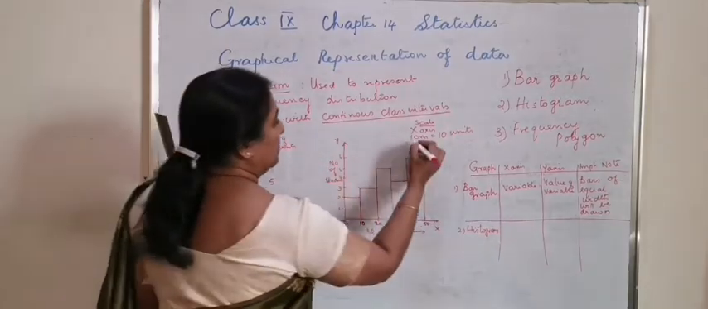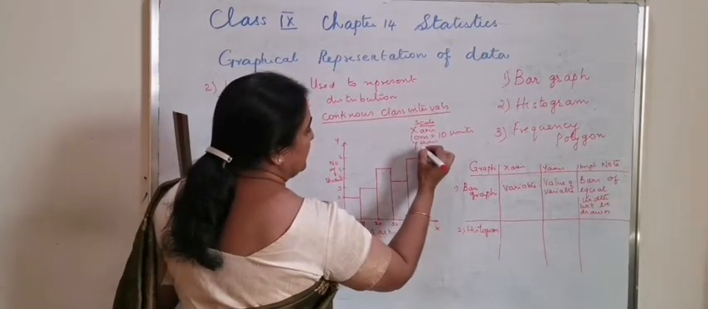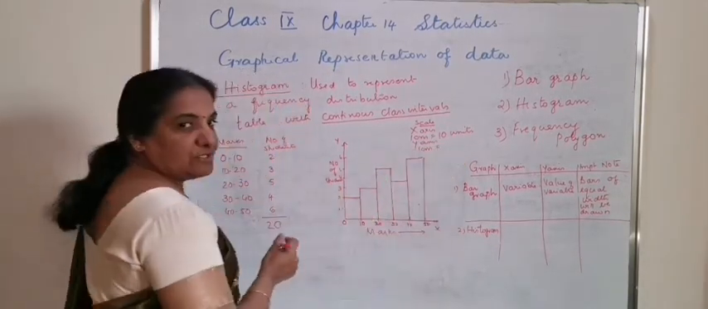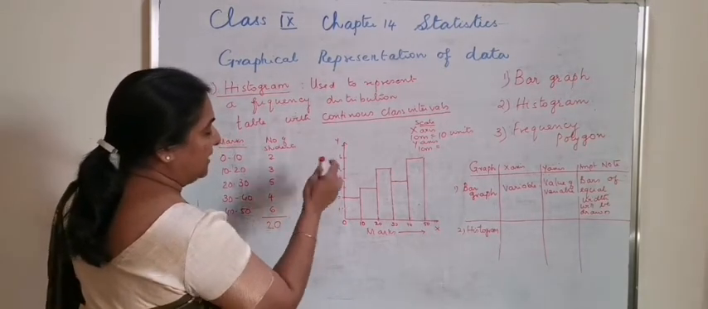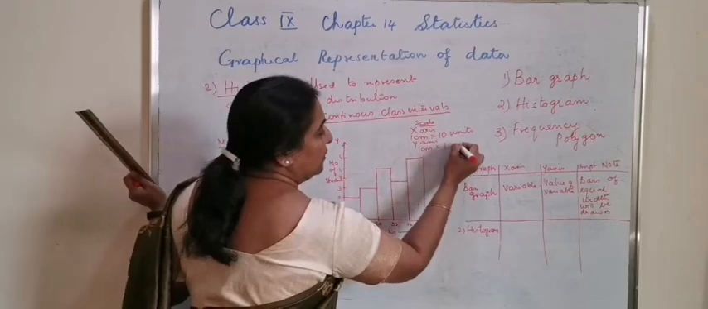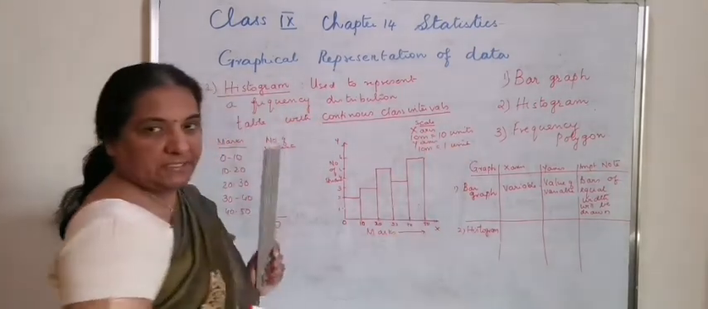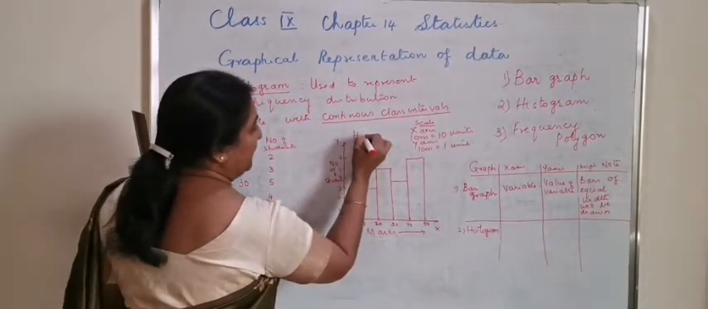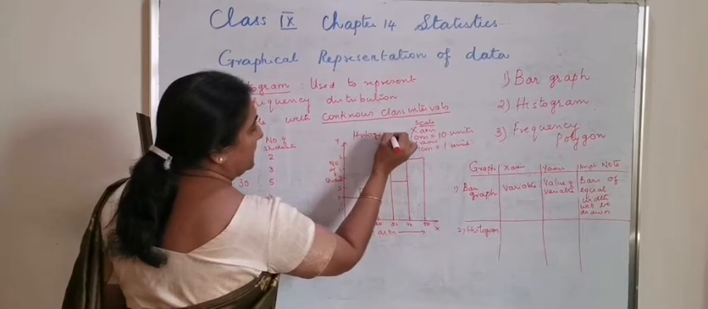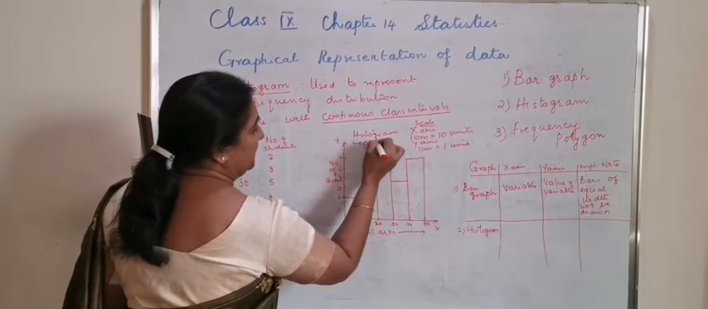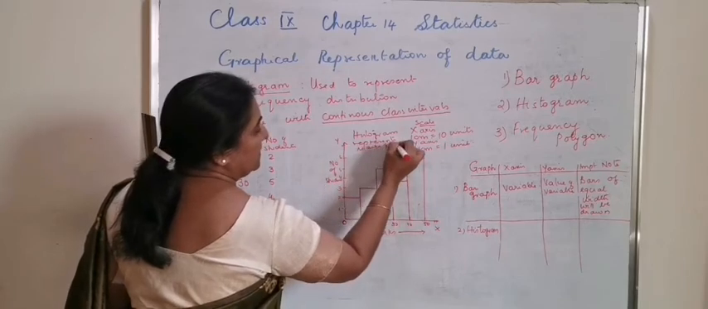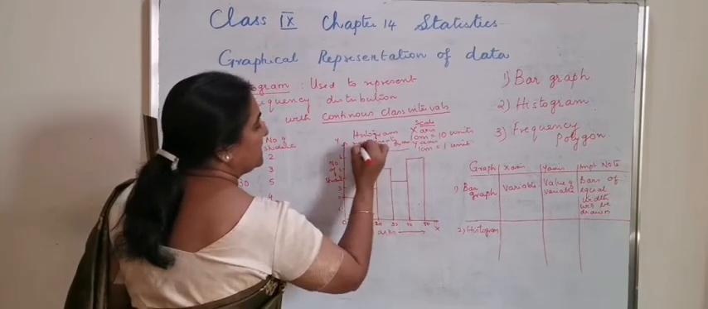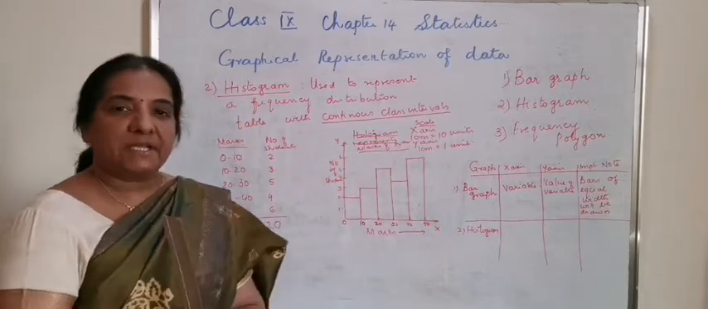As well as on the y-axis, the scale is 1 centimeter is equal to, you have taken the units as 1, 2, 3, 4, 5, that is a difference of 1 unit. And the heading: histogram representing the marks of students. You have to always give a heading to the histogram.